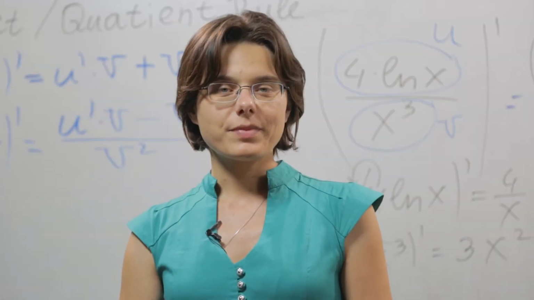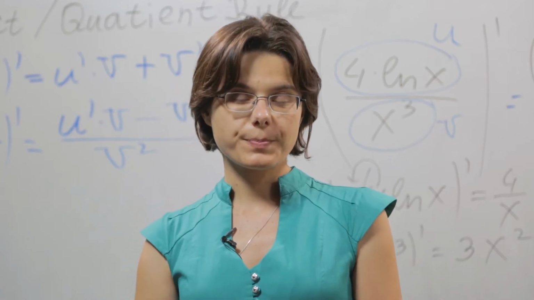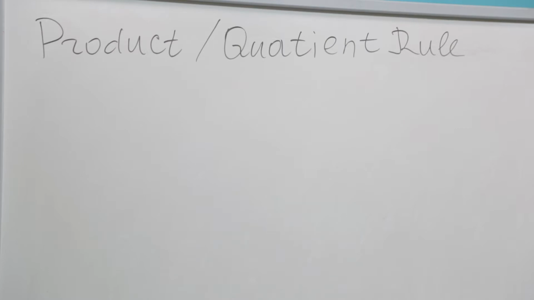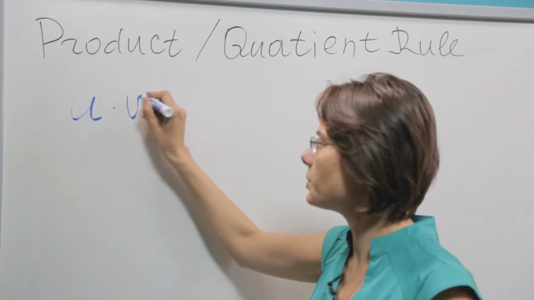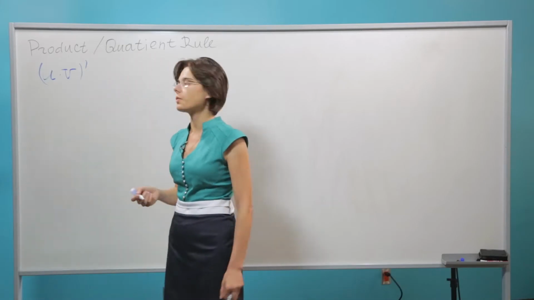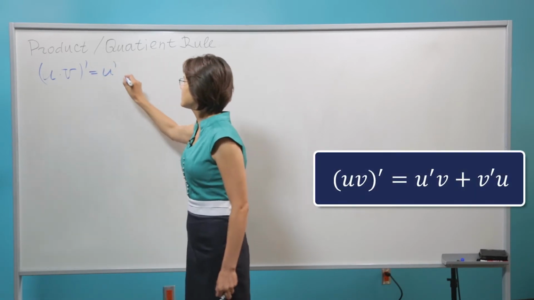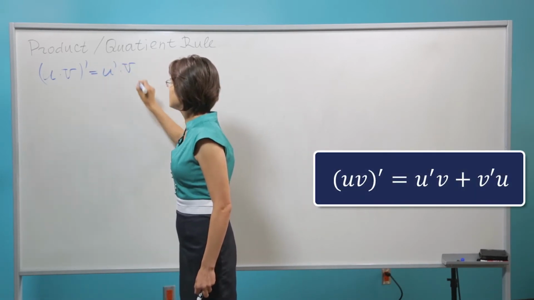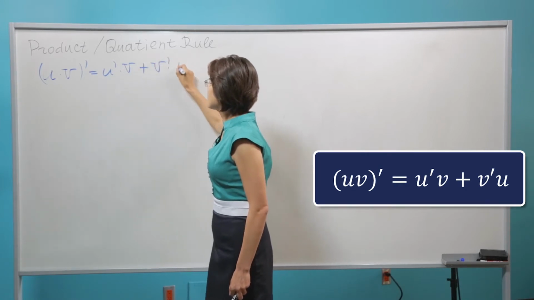Hello and welcome back. In this tutorial, we will differentiate product and quotient of two functions. So if we have a product of two functions, function u times function v, and we want to take the derivative of these two functions, this is the formula. First we differentiate the first multiplier times the function v itself, plus the derivative of function v times function u itself.